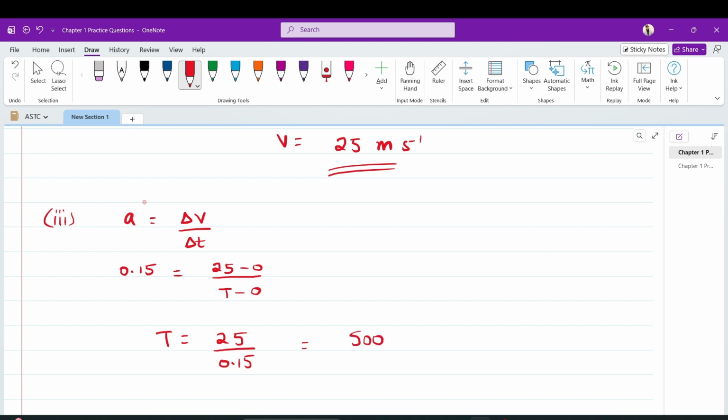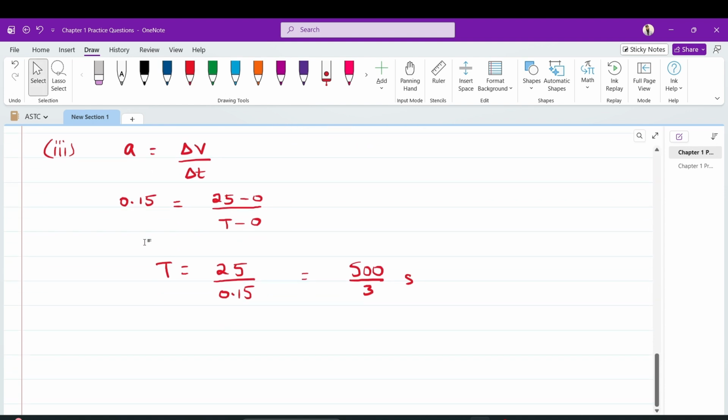500 over 3 seconds. Now, because this is not my main answer, right? So I don't need to round it off. I can use the exact value in my subsequent calculations. Okay, so this is still the intermediate calculation going on. So I don't have to round it.